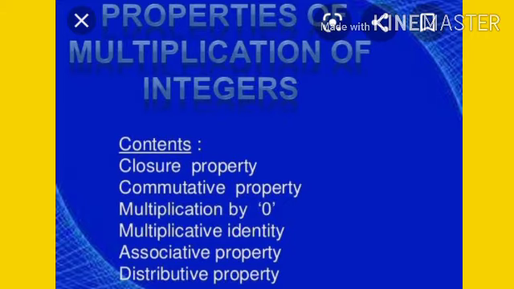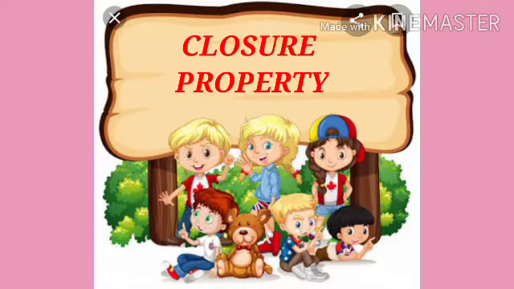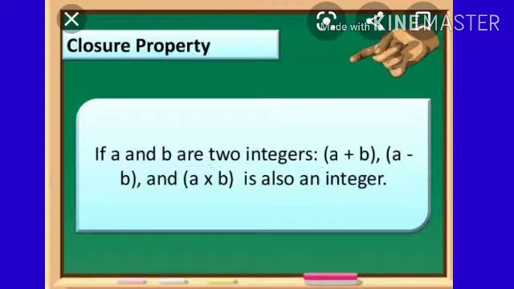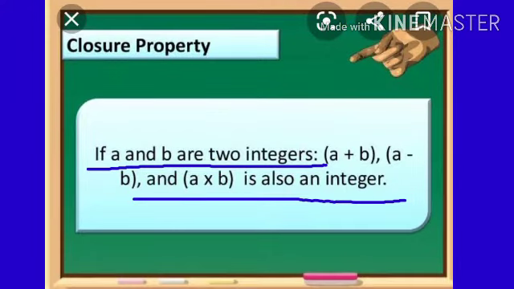Students, now we are going to see about the properties of multiplication of integers. Let us see one by one. The first one is closure property. Recall that multiplication of whole numbers had the closure property.